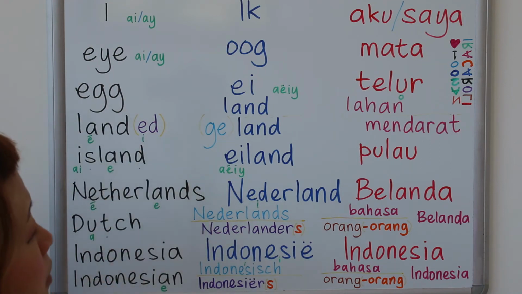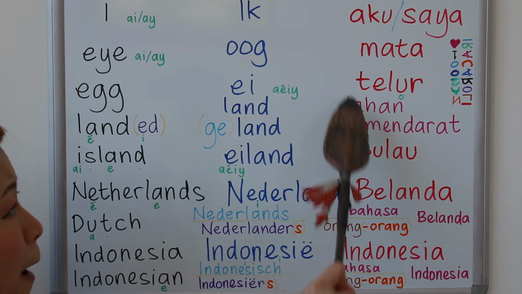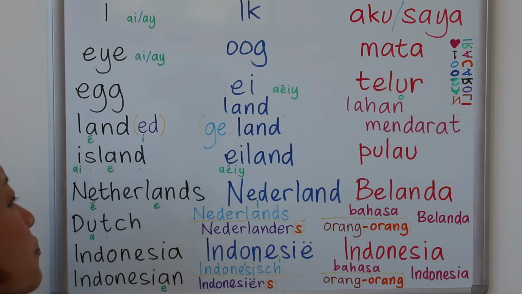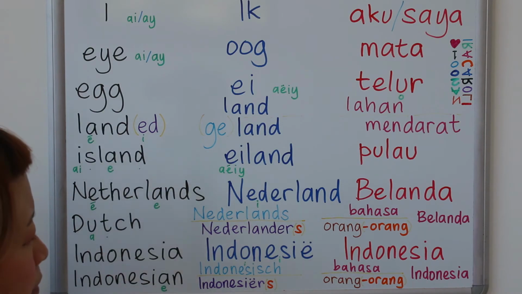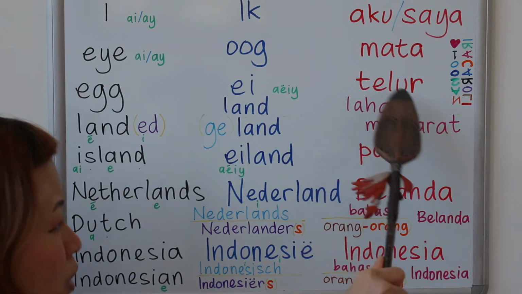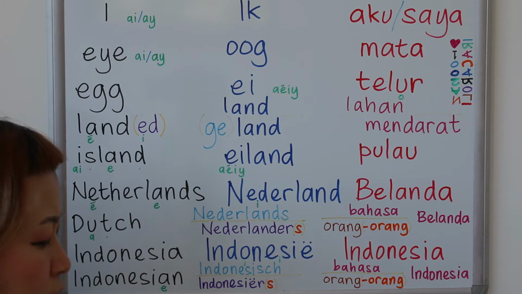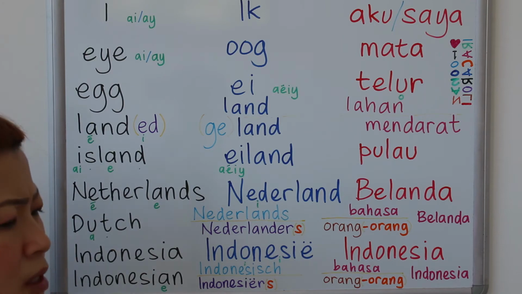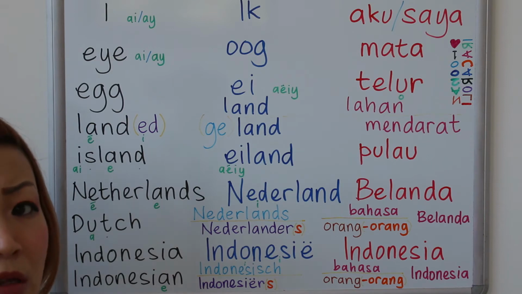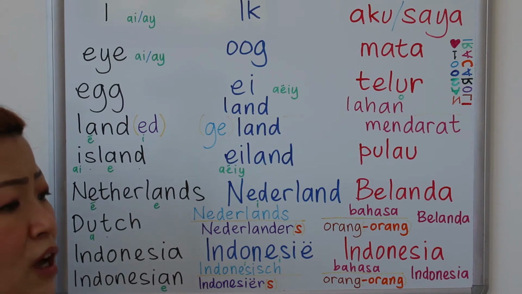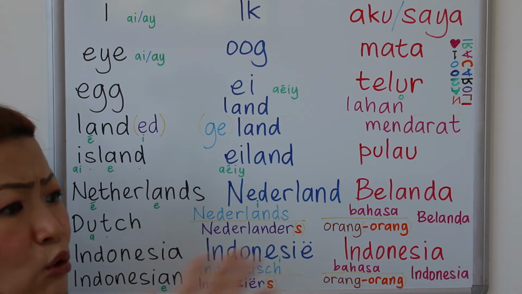I, mata. Egg, telur. Indonesian L is easy, breezy. You don't need to use lots of tongue muscle. You just say la, li, telur, telur.